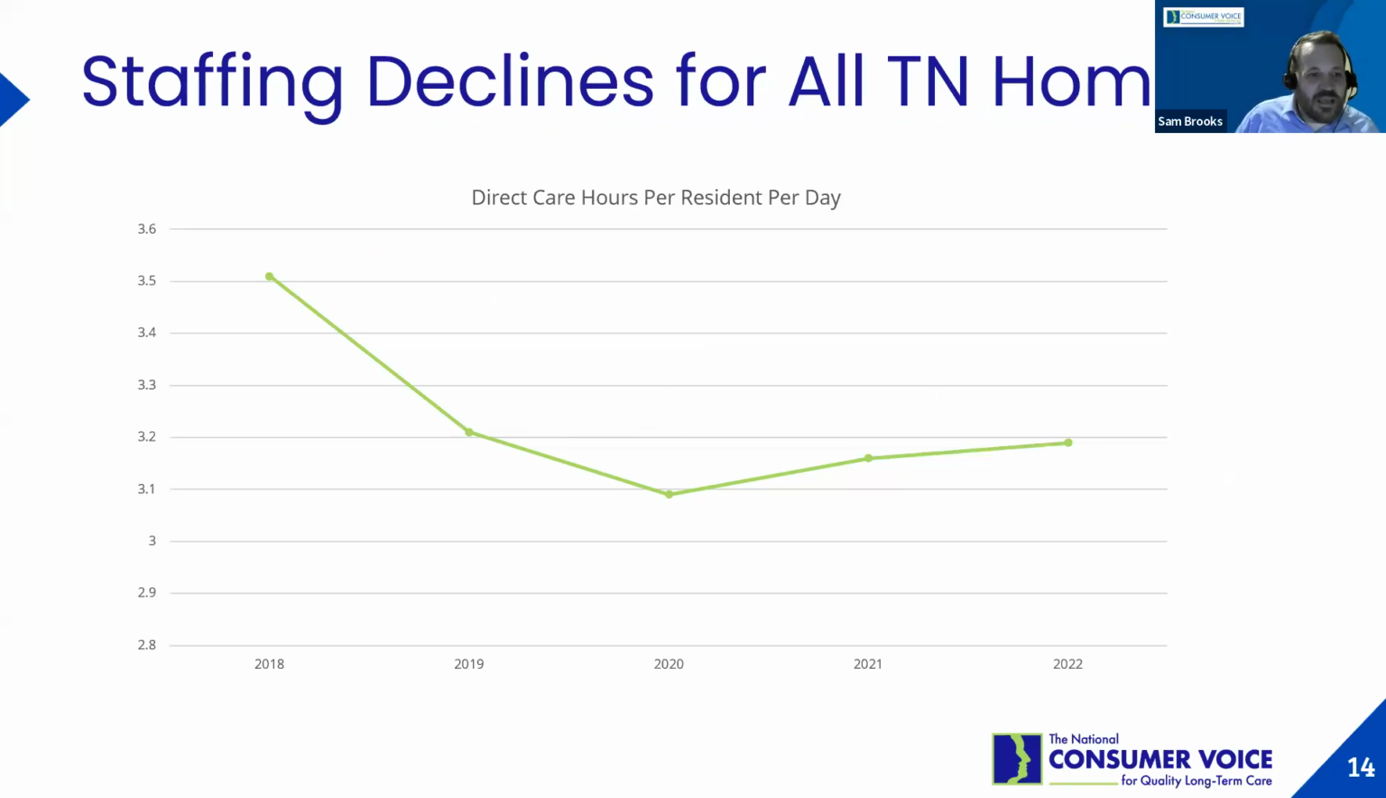And importantly, care doesn't get better. Look at staffing. This is the staffing before and after. Certainly the staffing wasn't great before, but it dropped by almost half an hour after Porto Piccolo purchased that home. Care goes down, care gets worse, and residents suffer. Next slide.